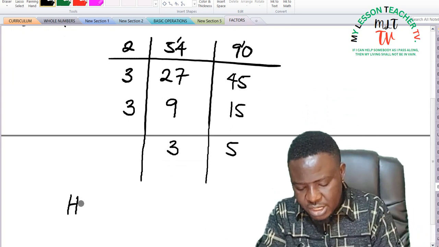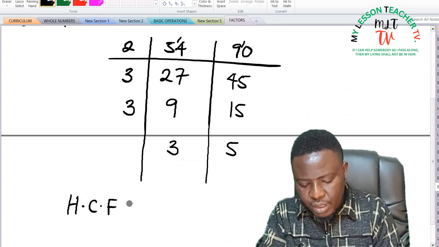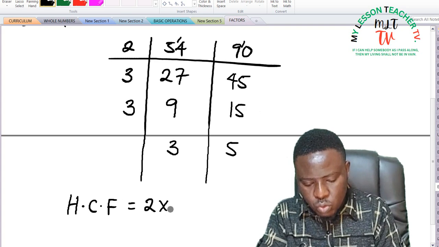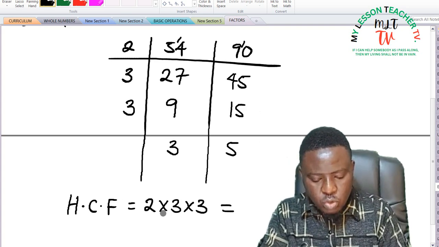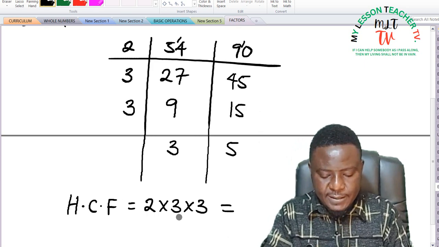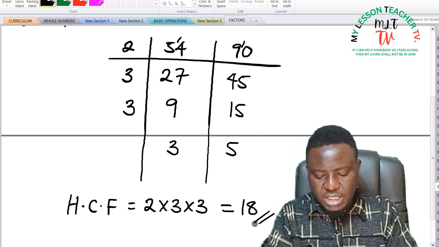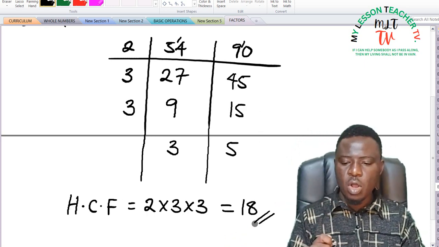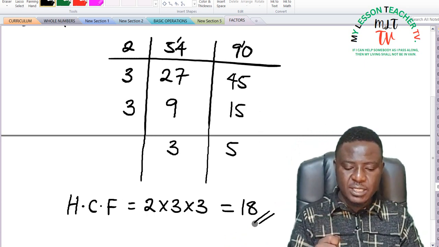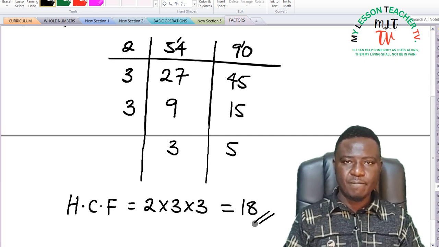So therefore, our HCF is equal to 2 times 3 times 3, which is equal to 2 times 3 is 6, and 6 times 3 is 18. So the HCF, which is the highest common factor of 54 and 90, is 18.